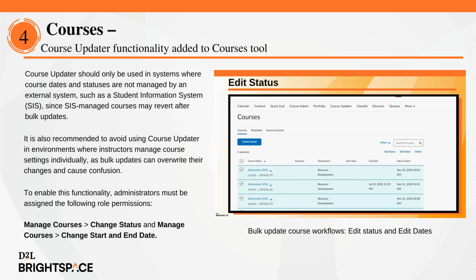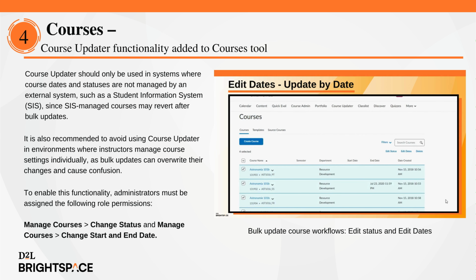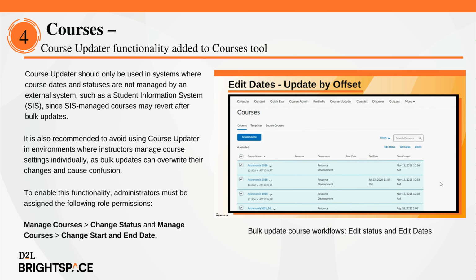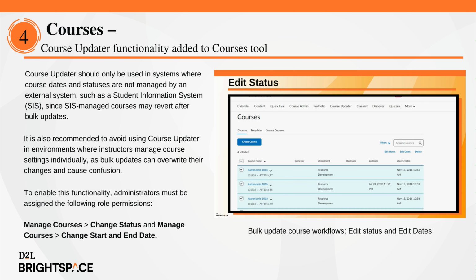Course Updater should only be used in systems where course dates and statuses are not managed by an external system, such as a Student Information System, or SIS, as many SIS-managed courses may revert after bulk updates. For guidance, contact your D2L account manager. It is also recommended to avoid using Course Updater in environments where instructors manage course settings individually, as bulk updates can overwrite their changes and cause confusion. To enable, assign the Manage Courses, Change Status, and Manage Courses, Change Start and End Date role permissions.